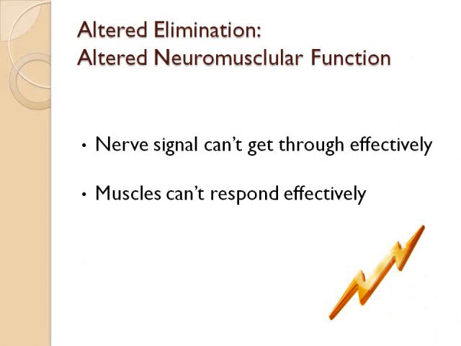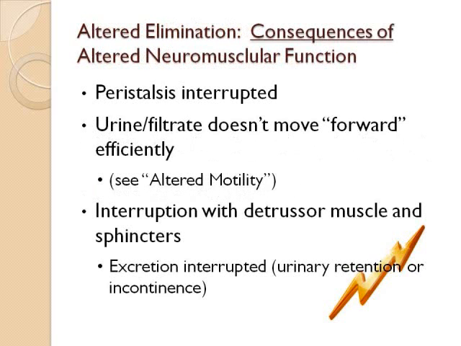The next one is altered neuromuscular function. Either the nerve signal can't get through to tell the bladder and the whole renal system what to do, or the muscles can't respond effectively. If this is happening, we're going to interrupt peristalsis. The urine and the filtrate isn't moving forward efficiently, and then we've got this problem of altered mobility, like we just talked about, the stasis.